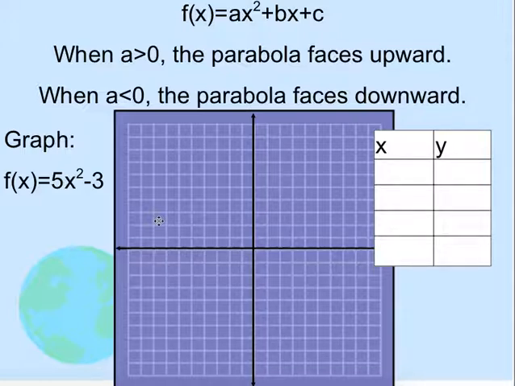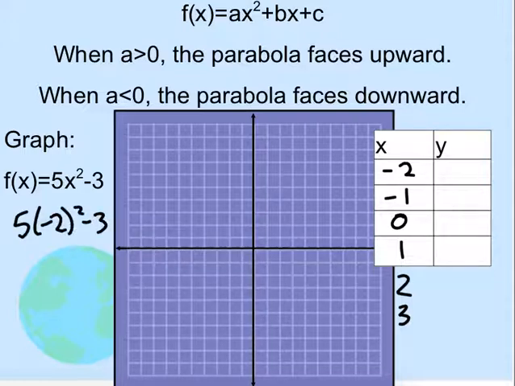And I'm going to plug in negative 2, negative 1, 0, 1, and 2. We want to see the whole thing. And maybe I'll do 3 as well. So if I plug in negative 2, I get 5 times negative 2 squared minus 3, meaning I get 5 times 4, which is 20 minus 3, which is 17. Next one, 5 times negative 1 squared minus 3. Well, I get 5 times 1 is 5 minus 3 is 2.